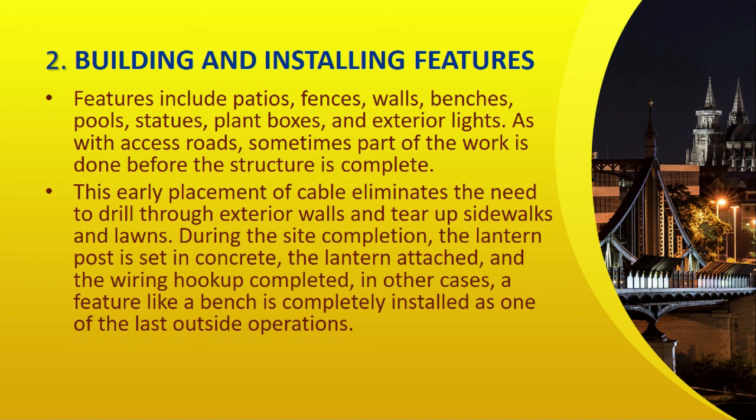For instance, the cable for an electric outdoor post lantern would be installed along with roughing in the electrical work in the structure. This cable would be brought to the spot where the lantern is to go and stubbed out, or left sticking out of the ground with the end taped. This early placement of cable eliminates the need to drill through exterior walls and tear up sidewalks and lawns. During the site completion, the lantern post is set in concrete, the lantern attached, and the wiring hookup completed. In other cases, a feature like a bench is completely installed as one of the last outside operations.